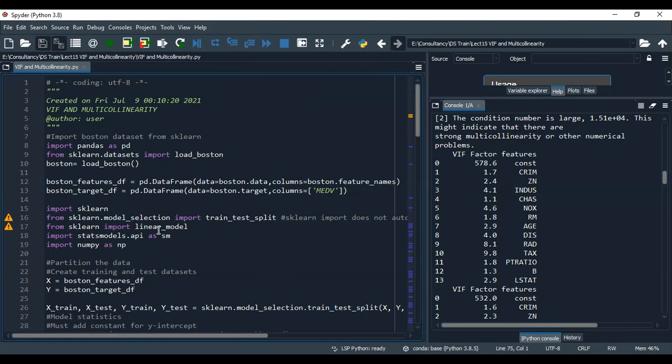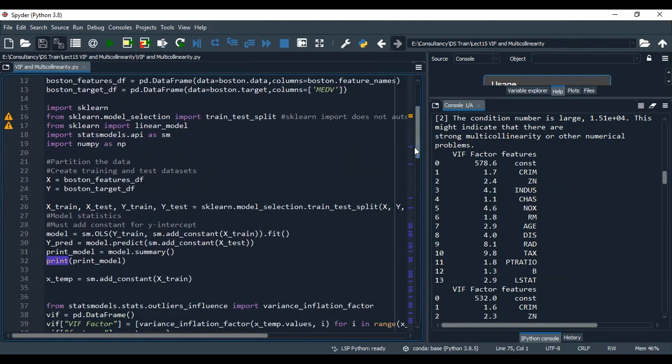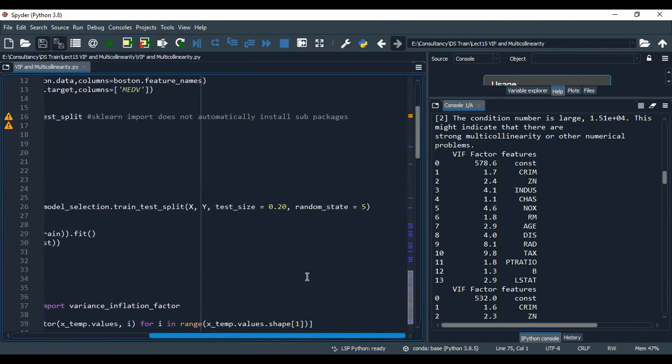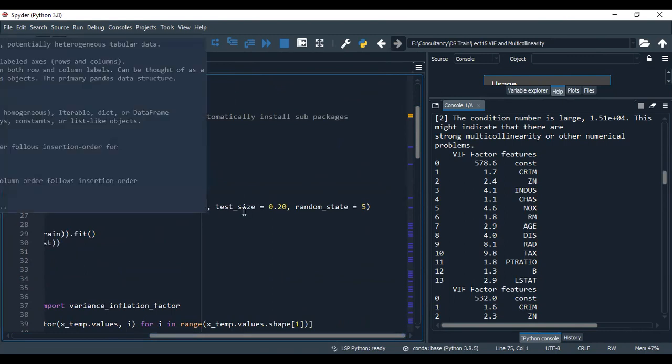Now, from sklearn, you can import the linear model, because we are going for regression. Import statsmodels.api as sm. The stats model is basically for ordinary least square regression. Import numpy as np. Next, X is the collection of independent variables, and Y is the dependent variable. Now you use sklearn.model_selection.train_test_split. I am passing the independent variable, the dependent variable, and how you will divide it.